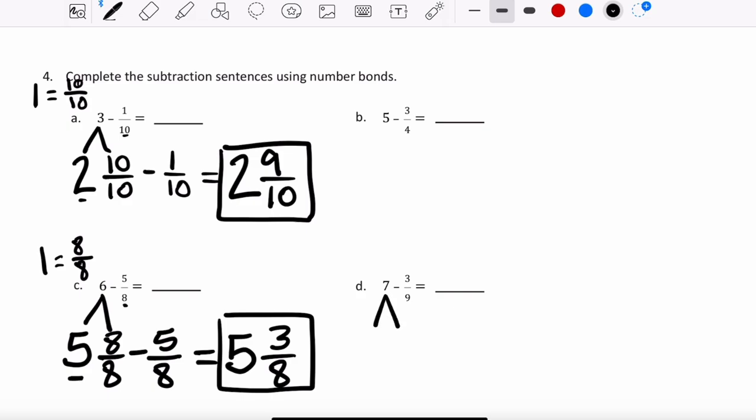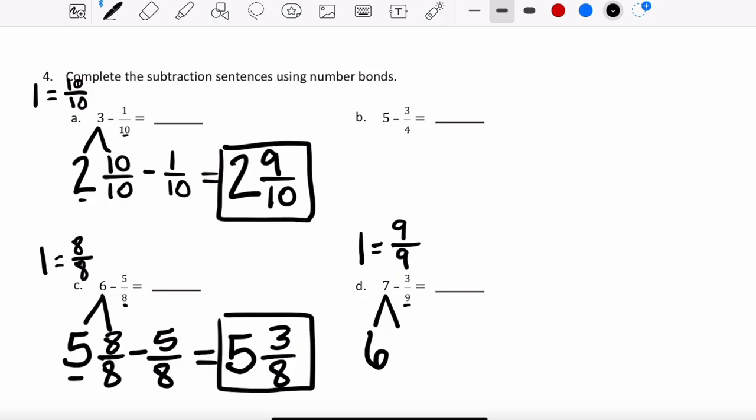Next, we're going to do D. So we break 7 apart. We take away a whole. We make it into 6 wholes. So now we have 1 whole, which equals as a fraction, looking at our denominator, which is 9. So we have 1 whole, which equals 9/9.